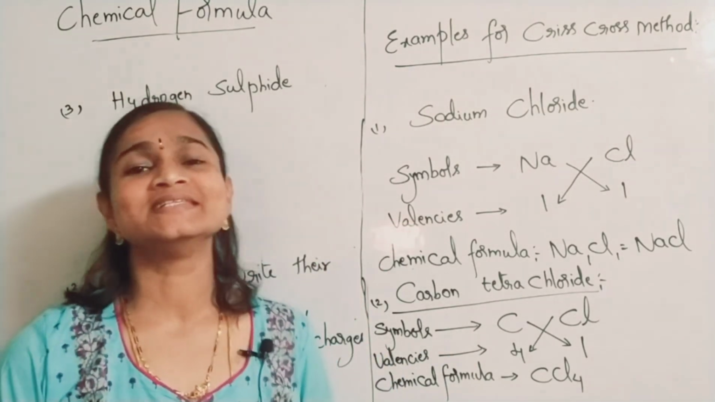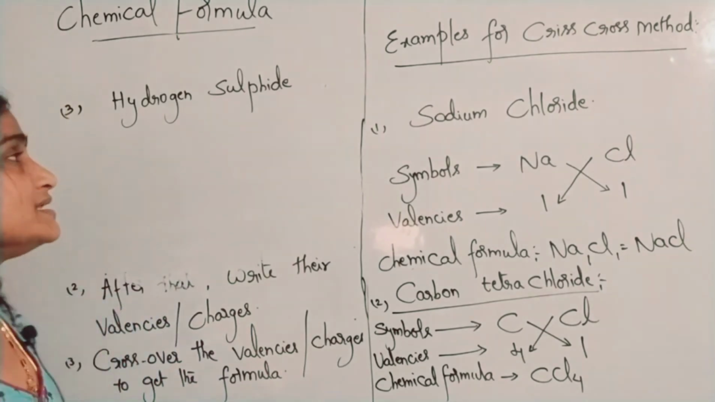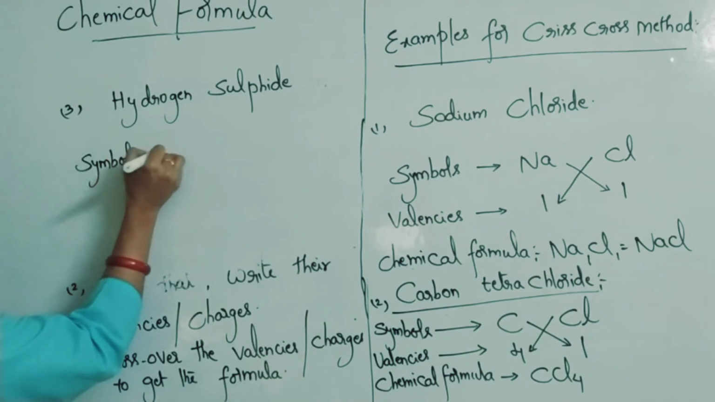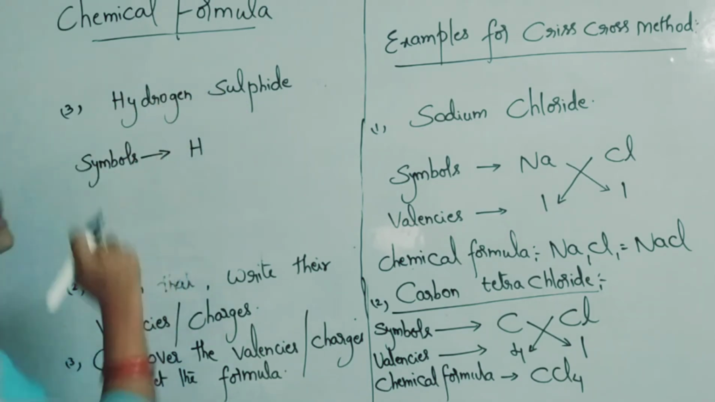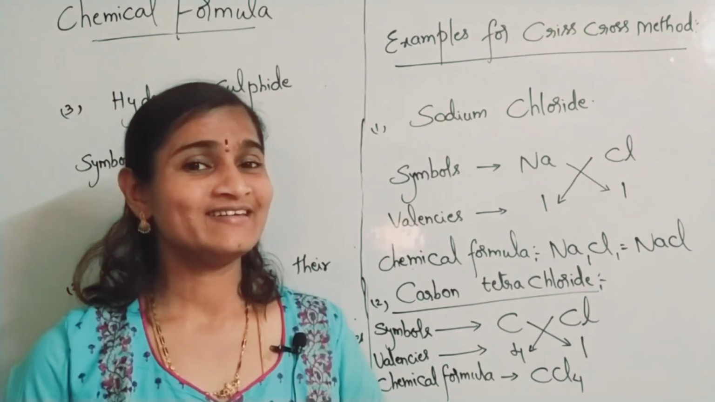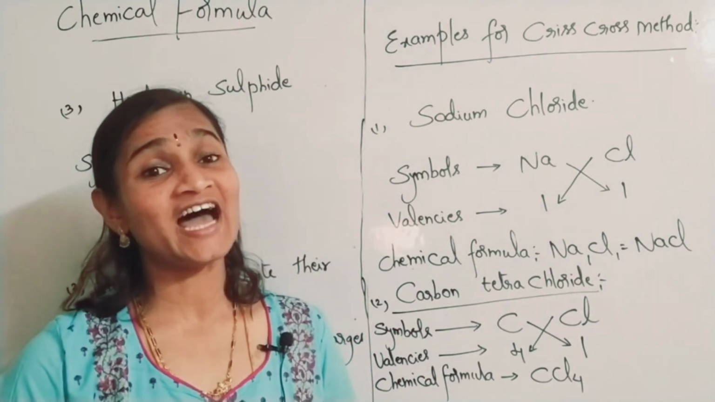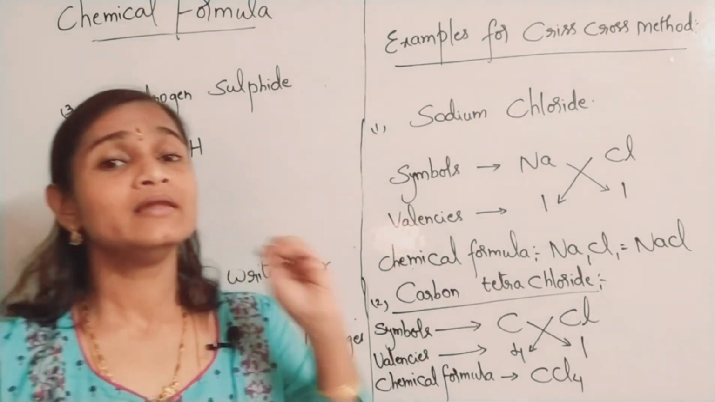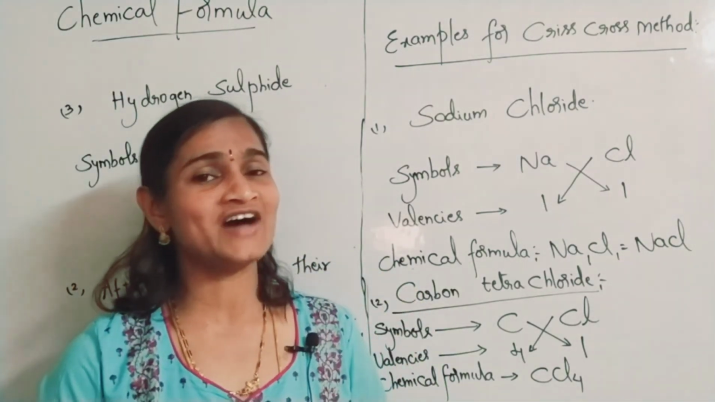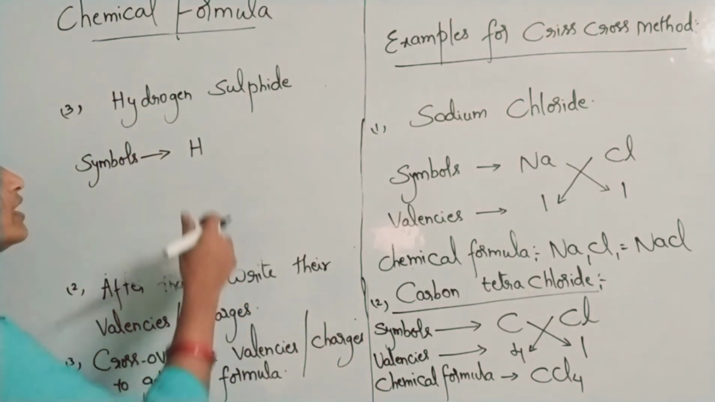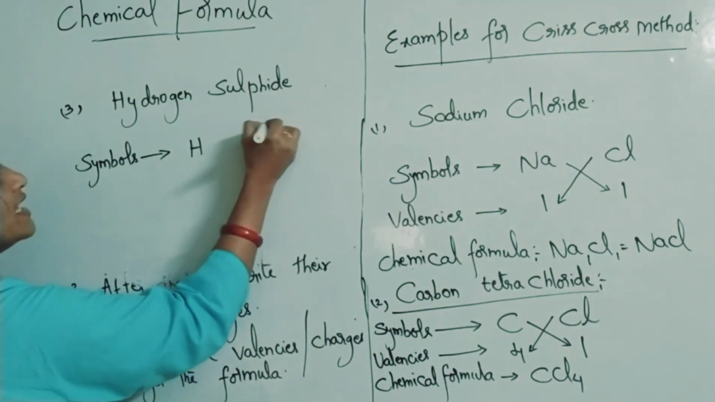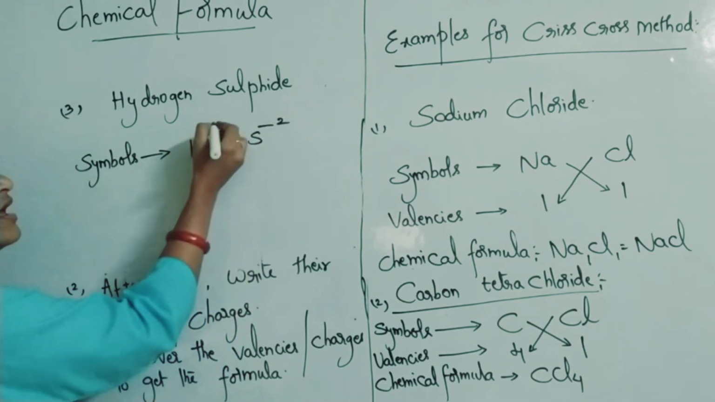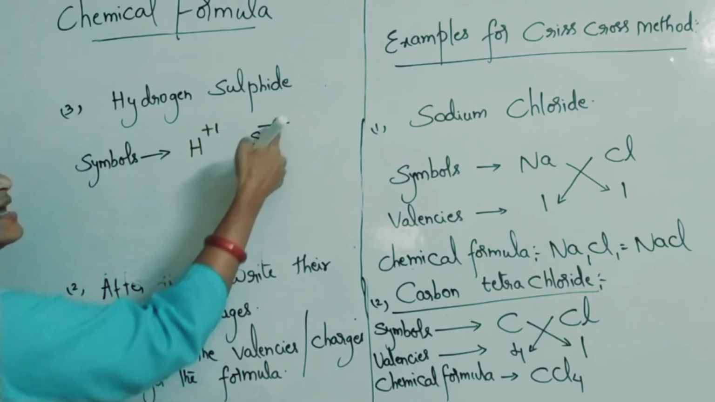Now you have to recall the symbols. The symbol for hydrogen is H. Sulfide is not a single element, it is a kind of ion. Please refer to my previous video on ions. The sulfide ion is S -2. Hydrogen always forms an H plus ion, so H +1, S -2.